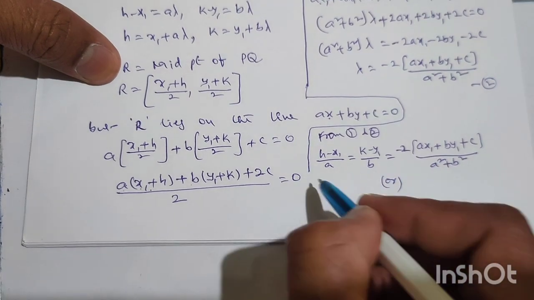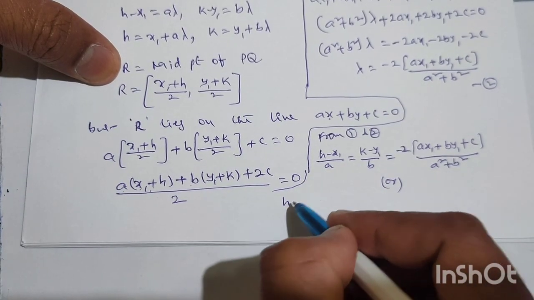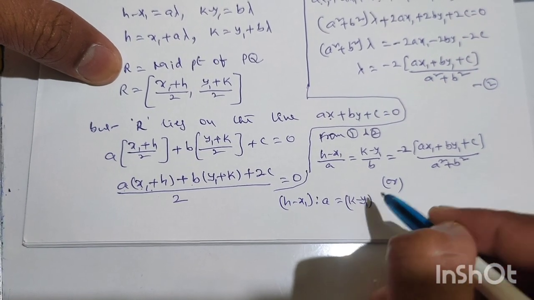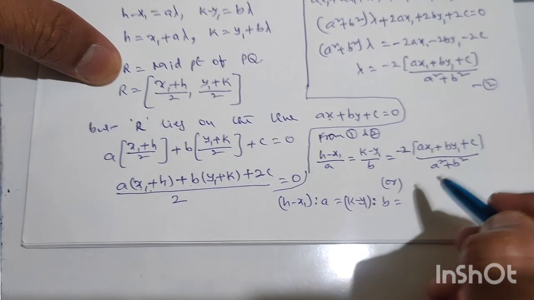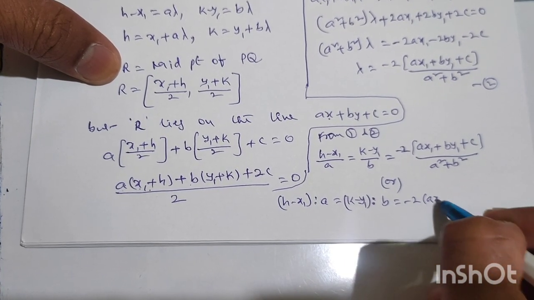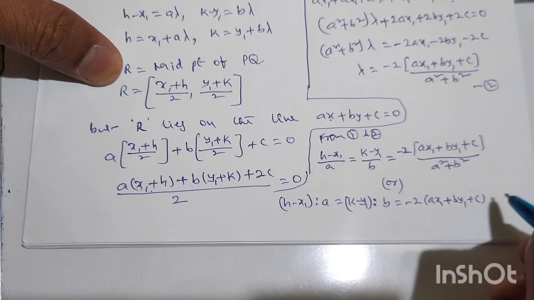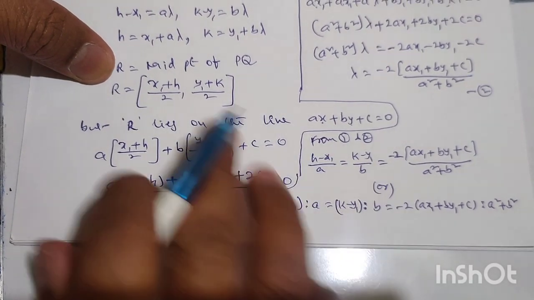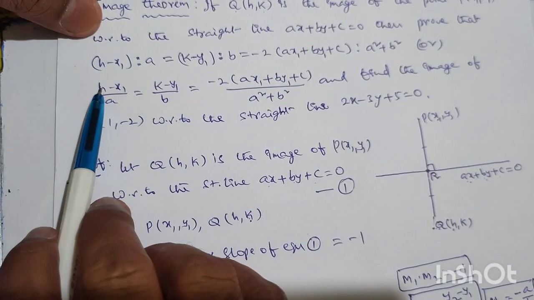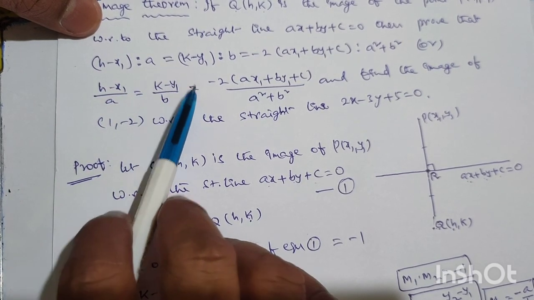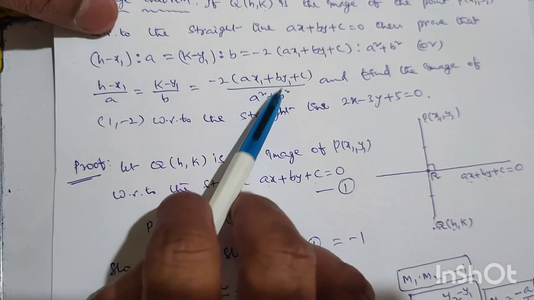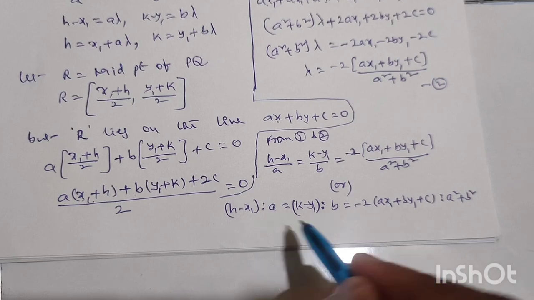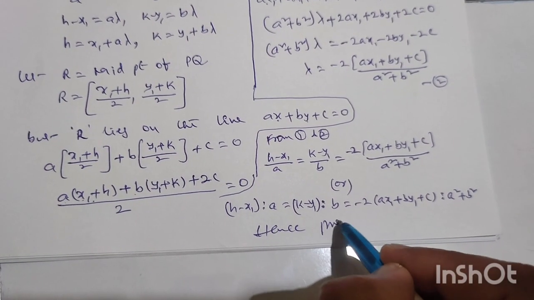Or you can write h minus x1 by a equals to k minus y1 by b equals to minus 2 into ax1 plus by1 plus c by a square plus b square. Okay, so this is what we got: h minus x1 by a equals to k minus y1 by b equals to minus 2 into ax1 plus by1 plus c by a square plus b square. So, okay. Hence proved.